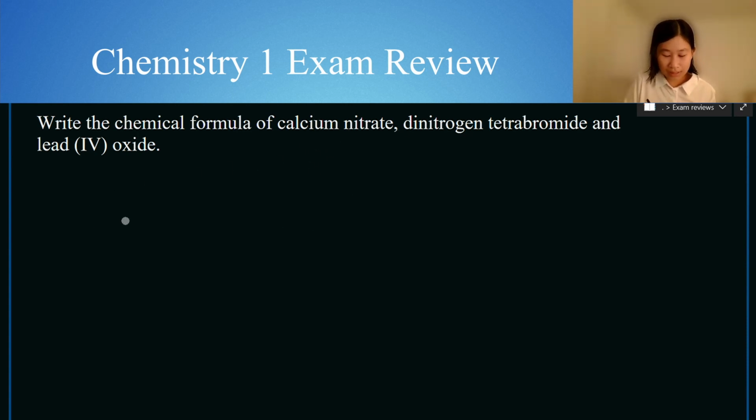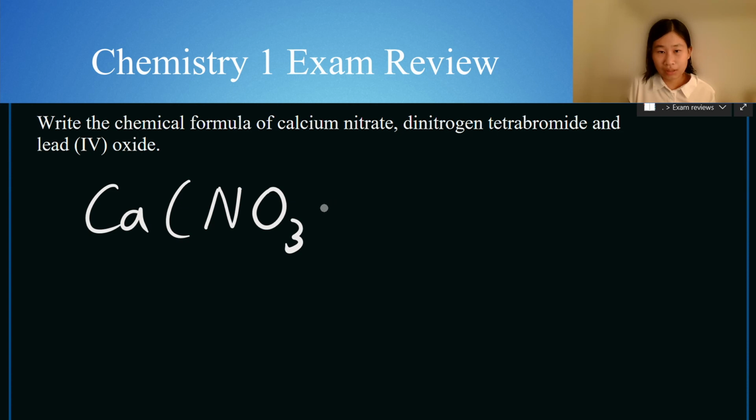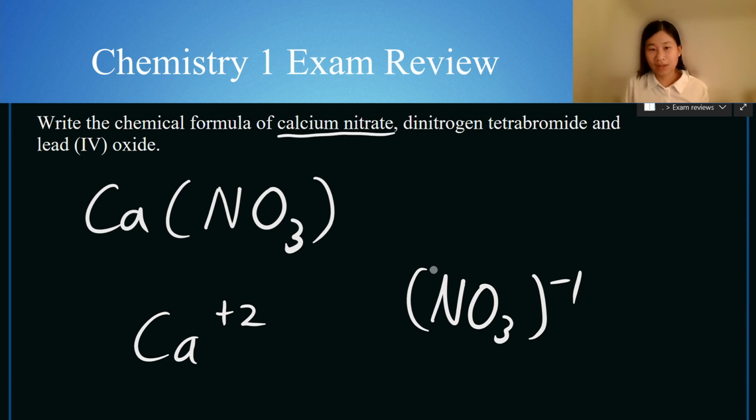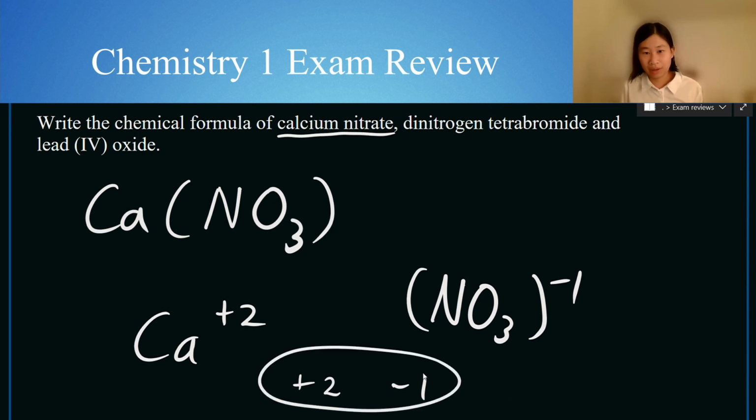So calcium indicates Ca, and nitrate is a polyatomic ion with the formula NO3. Now, one of these NO3 guys has a -1 charge. Calcium has an ionic charge of +2. And I need calcium nitrate to have a 0 charge. At this point, if I put one nitrate and one calcium together, I would have a +2 and a -1. This does not equal 0 if you add them up.